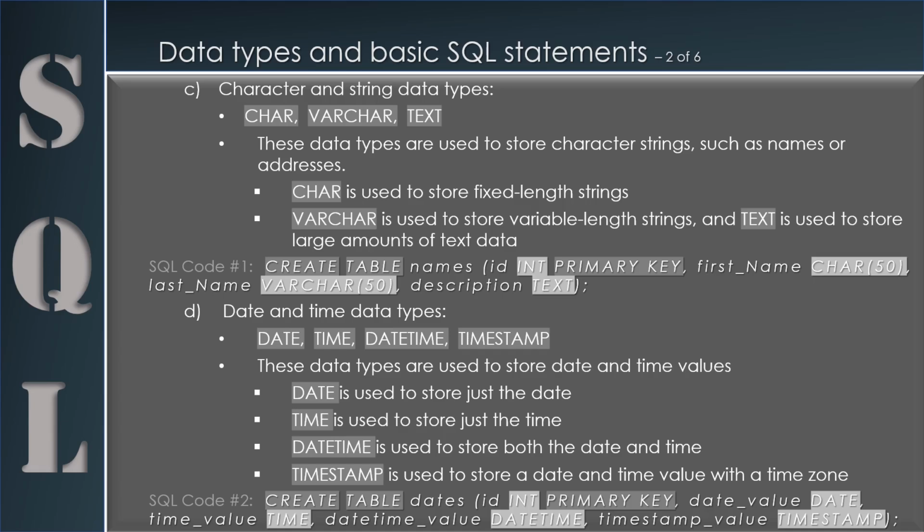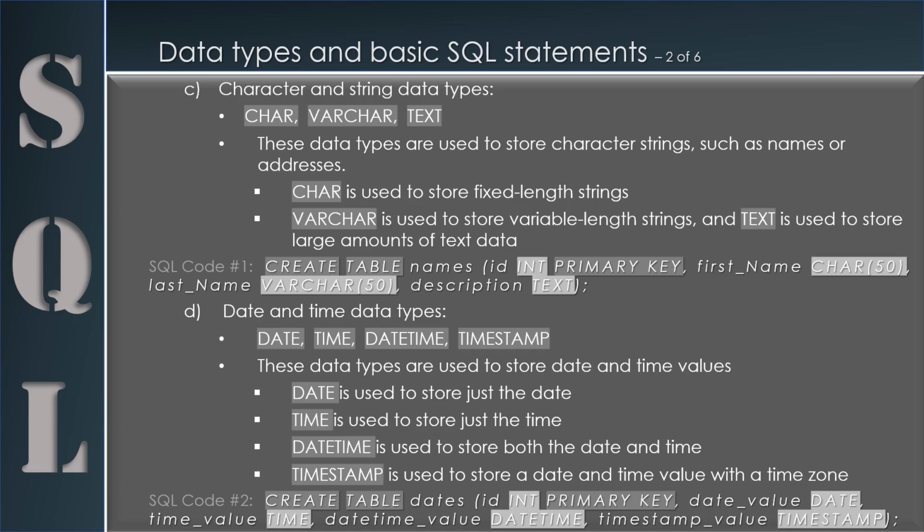To illustrate, let's say we have a table named names with columns ID, first name, last name, and description. We can create this table using the SQL command number 1. This command creates a table with an ID column of type integer, a first name column of type character with a length of 50, a last name column of type variable character with a length of 50, and a description column of type text.